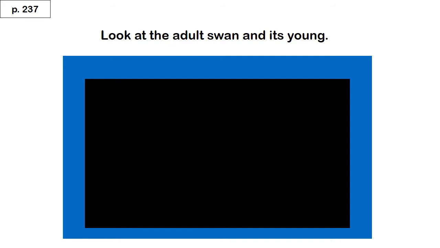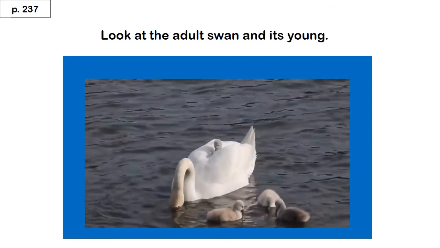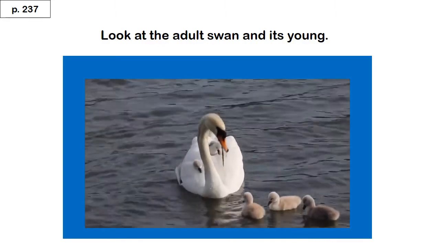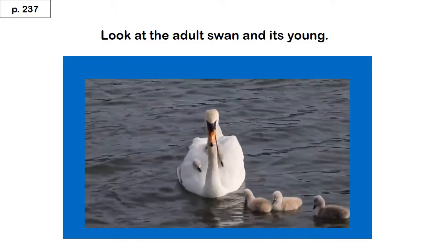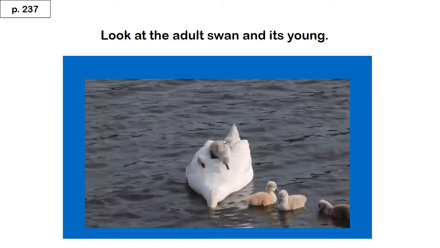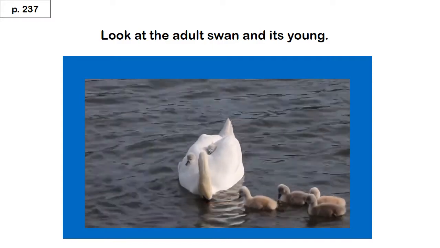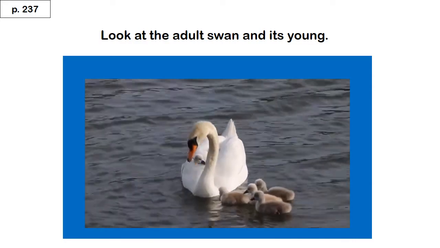Look at the adult swan and its young. The adult swan has white feathers and a long neck. Many people think that swans are very beautiful, but young swans look different from their parents. They are small and gray. Over time, though, they will grow and change to look more like their parents.